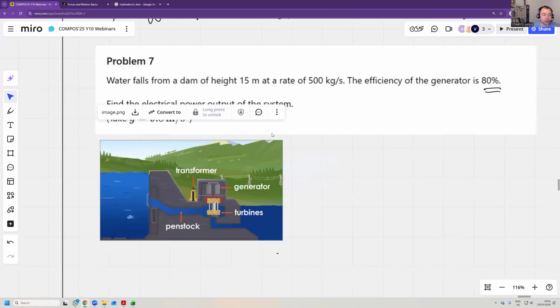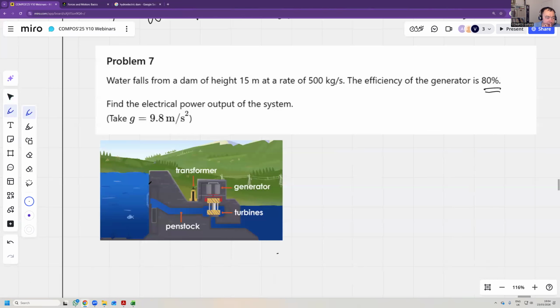Right, so the water falls from a height. The height difference is 15 meters. Water falls at a rate of 500 kilograms per second. So in 1 second, the mass of the water is 500 kilograms. The efficiency of the generator, eta, is 80%, which is 0.8. And we need to find the electrical power output.